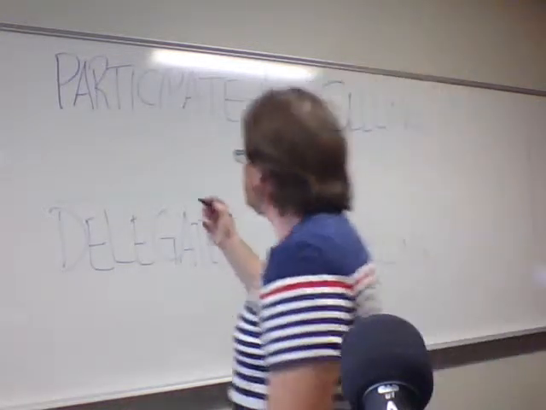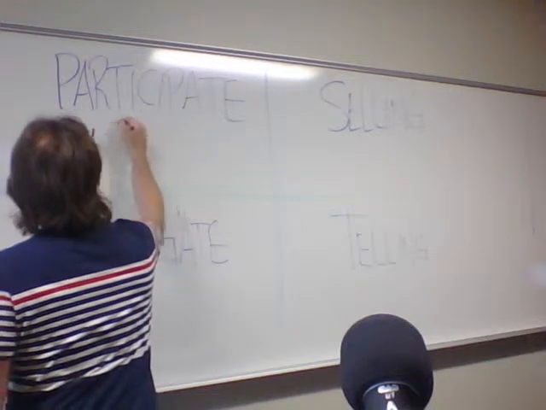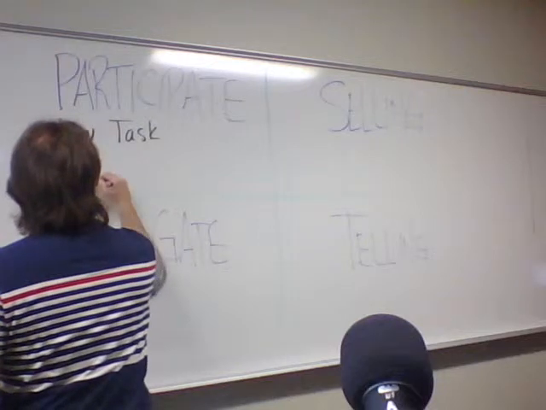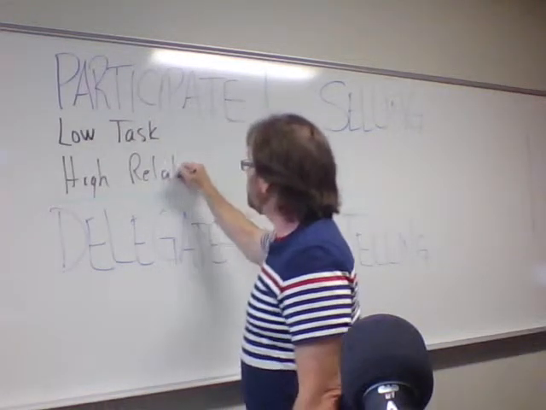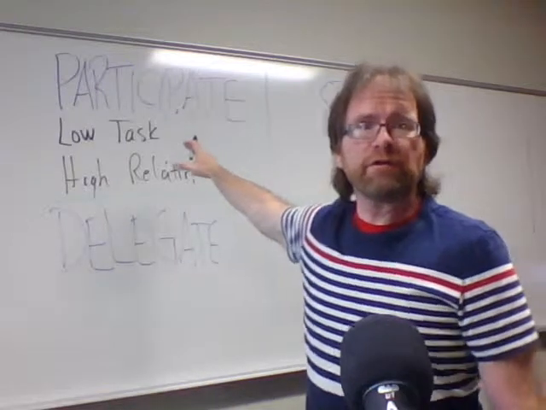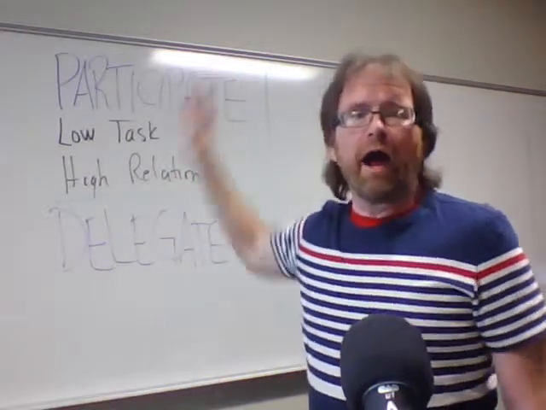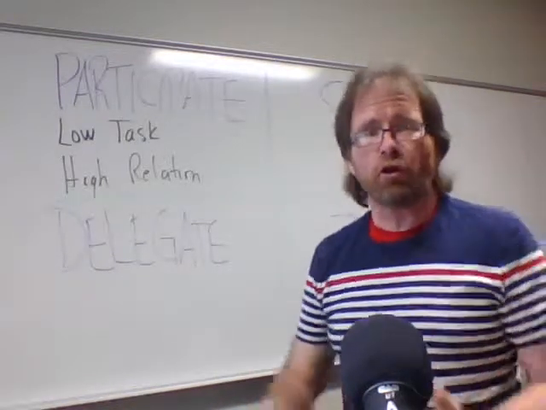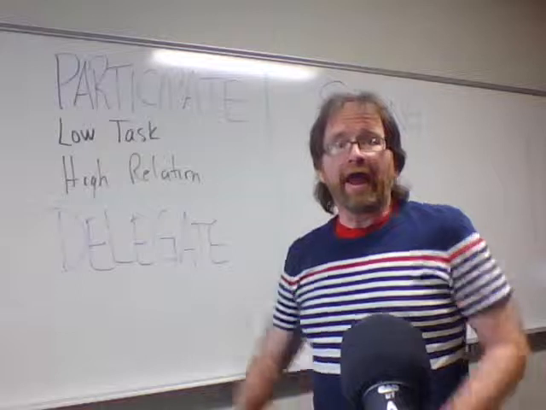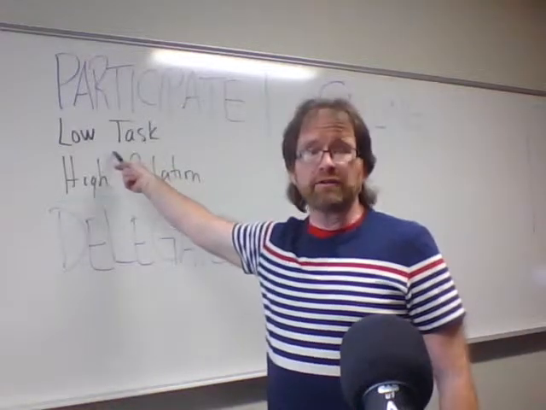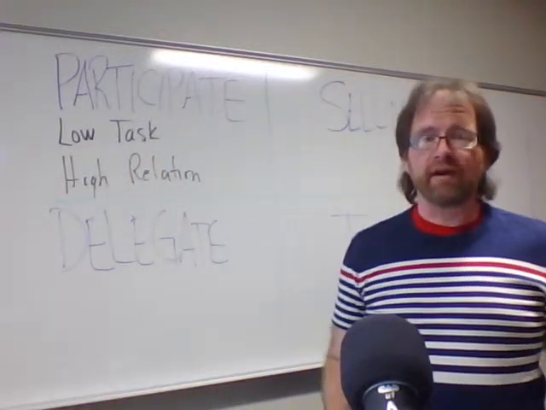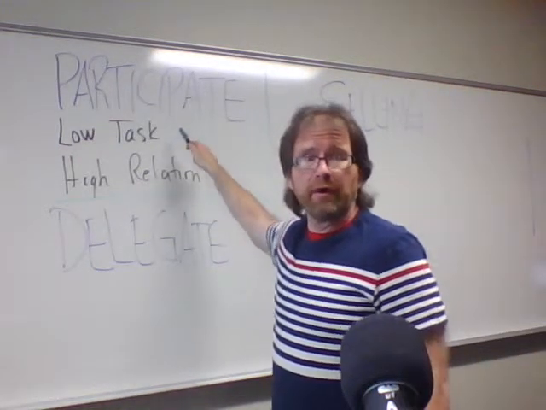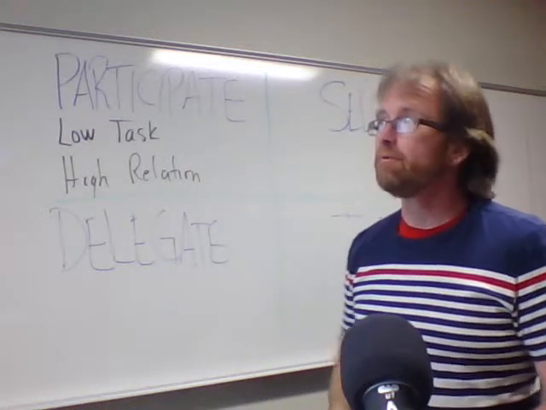Participatory. Low task. High relationship. So when you're participatory, it's low task, high relationship. Think about it. When your manager is participating in your work, when the manager steps in and says, hey, I'll help you out, they're not telling you what to do. They are working alongside of you. They are part of the team. So participatory leadership, low task, high relationship.